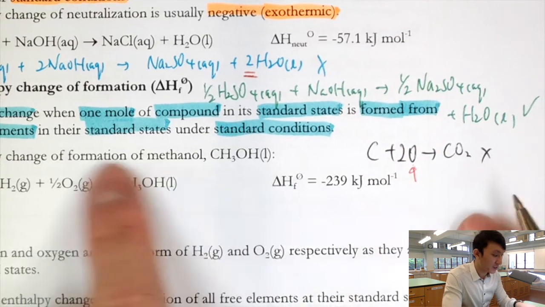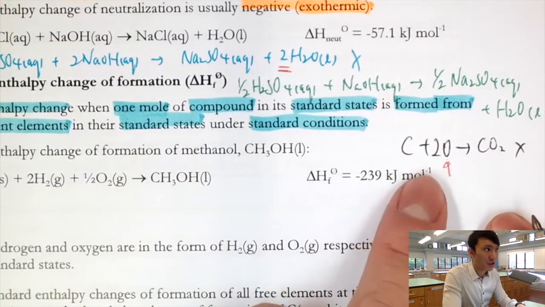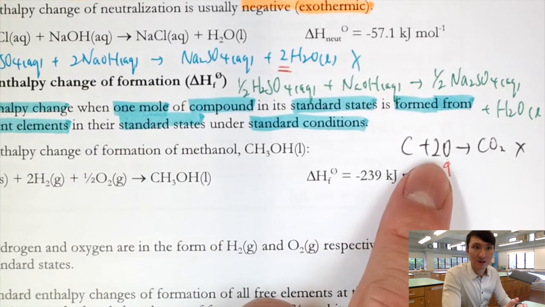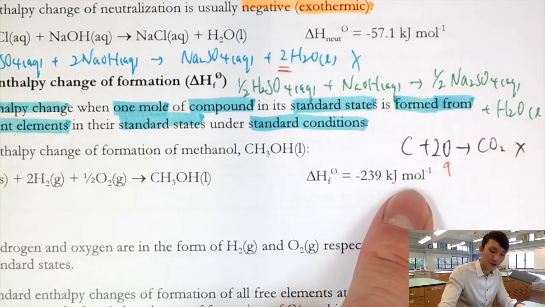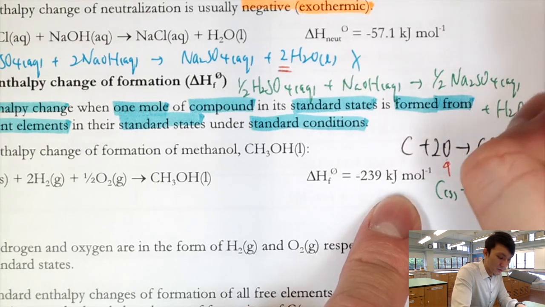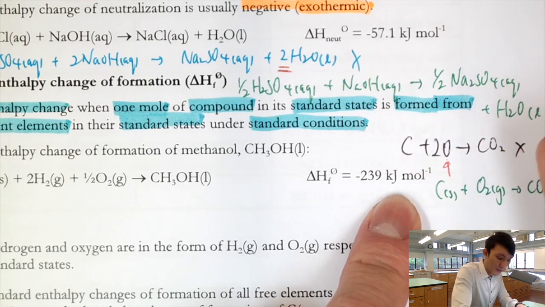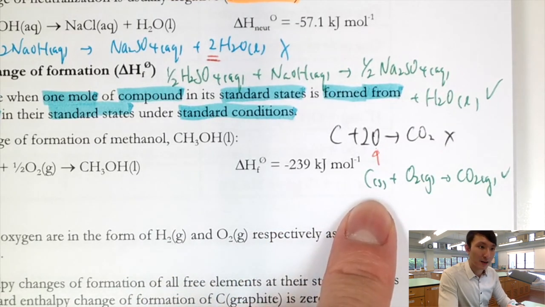Because the oxygen, the constituent element, must be in its standard state. So oxygen atom is obviously not the standard state. It is obviously not the most stable form in room condition. So that's why this is not acceptable, and the correct version must be carbon, O2, CO2. And this is acceptable, okay? And here, carbon, solid, we are implying graphite actually. So it's obviously not diamond, okay?